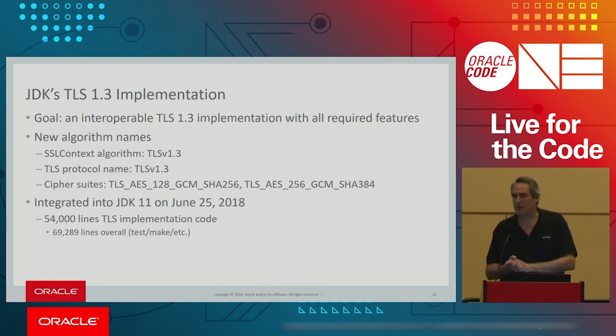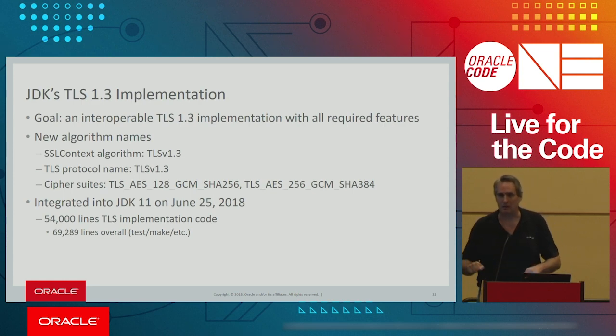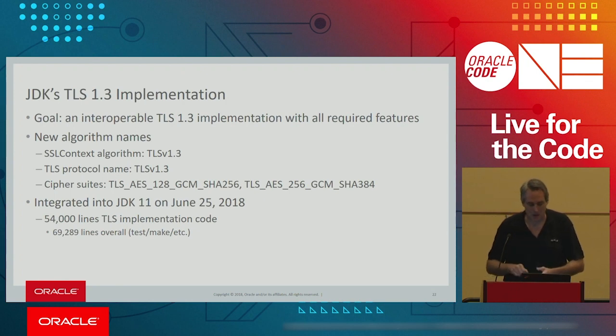Notice here the cipher suite names have changed. It used to be you had a TLS followed by the name of the key exchange, followed by the cipher, followed by the PRF values. We've gotten rid of the key exchange part, or I should say we, the IETF, did. So the cipher suite names are completely different than they used to be in TLS 1.2 and earlier. We'll get into that in a minute.